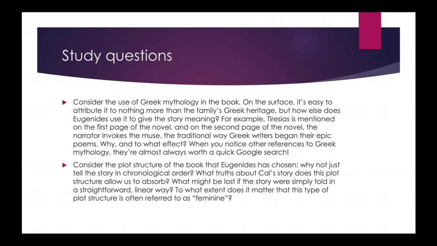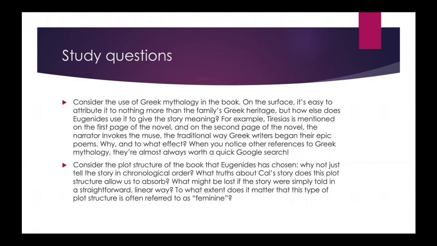Consider the plot structure of the book that Eugenides has chosen. So why not just tell the story in chronological order? What truths about Cal's story does this circular, meandering plot structure allow us to absorb? What might be lost if the story were simply told in a straightforward linear way?